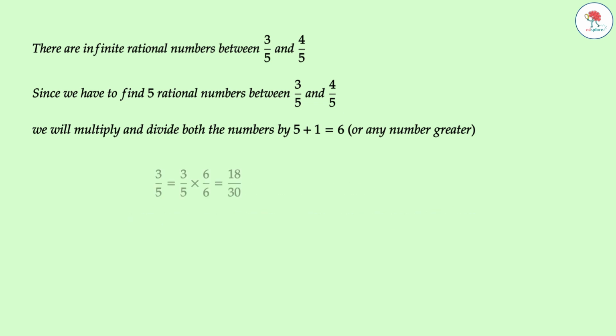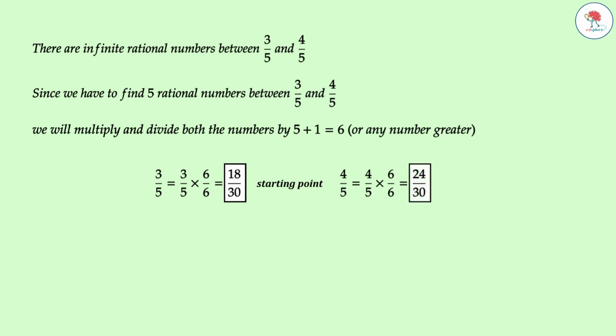When we do the math, 3 by 5 times 6 by 6 equals 18 by 30. So, we have the fraction 18 by 30 as our starting point. Similarly, 4 by 5 times 6 by 6 equals 24 by 30. This is our ending point. So, now we have our starting fraction, 18 by 30, and our ending fraction, 24 by 30.